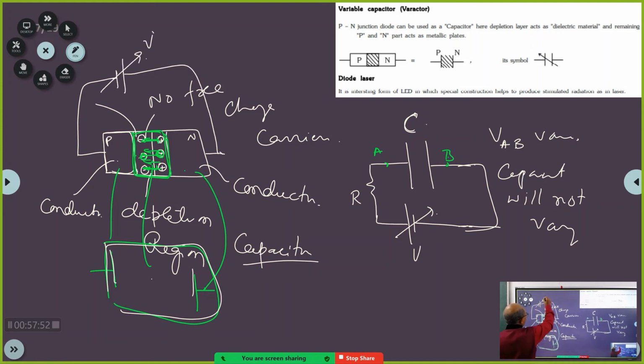And I vary this voltage. If I vary this voltage, what happens? If I vary the voltage, there is some current flowing. So if I vary this voltage, what will happen? Current will flow. Okay, what else?